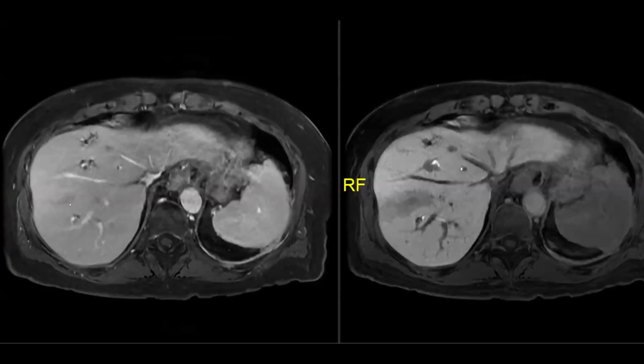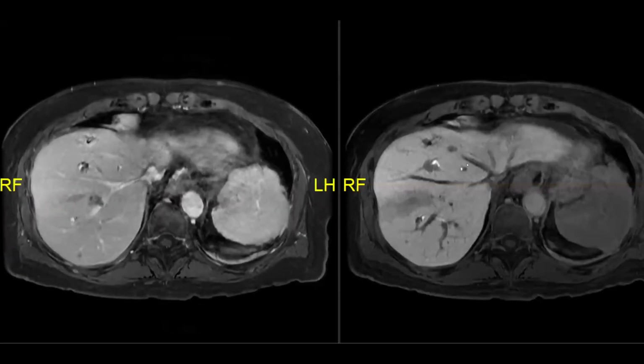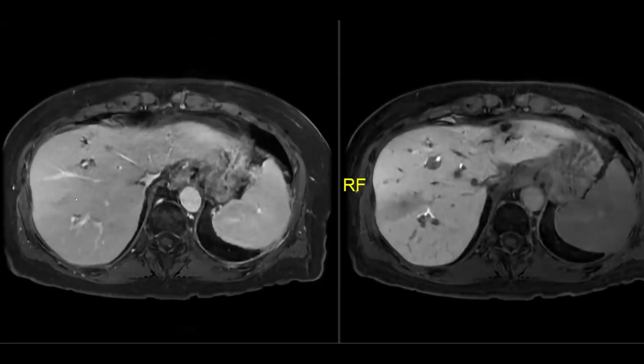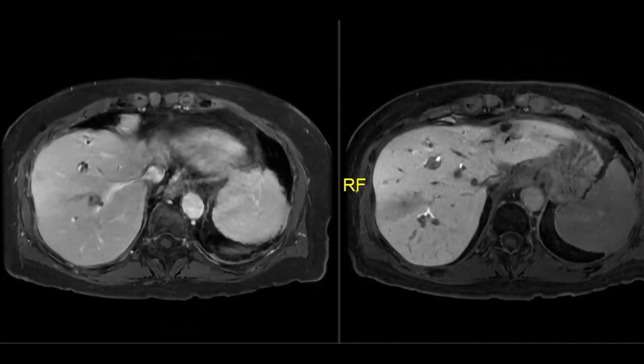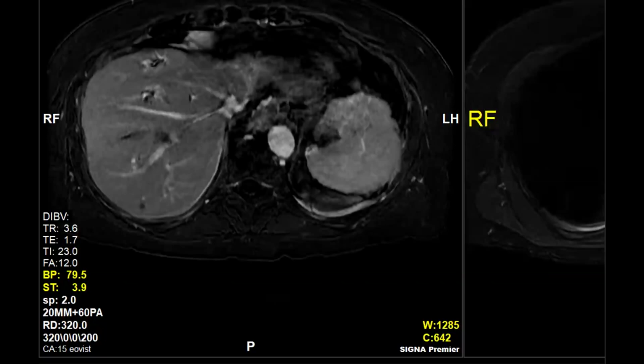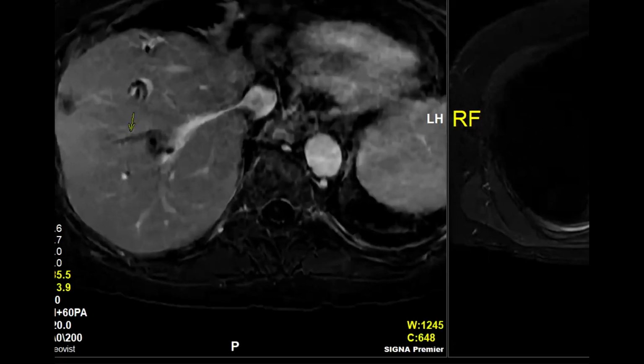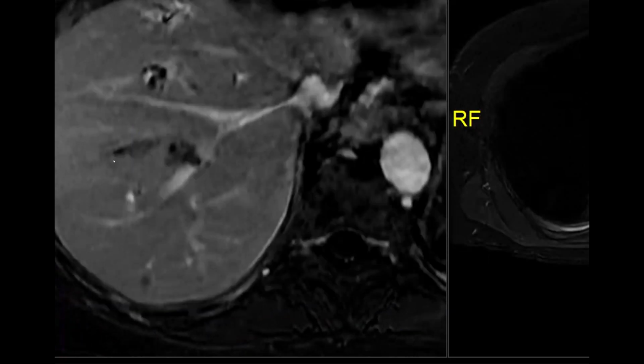It's hard to judge if there's enhancement or not because the pre-contrast T1 was so bright. Let's quickly get the subtraction here. So here on subtraction, can you see it? Yes. You can see on subtraction that there's really no enhancement.